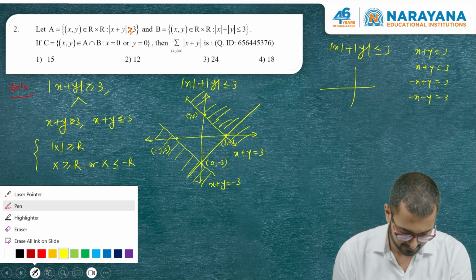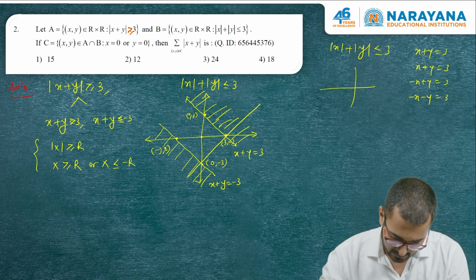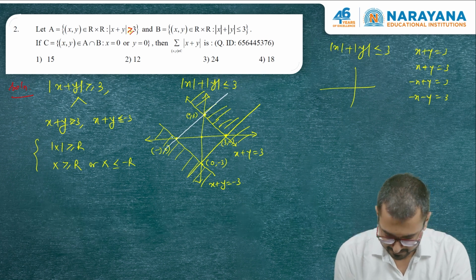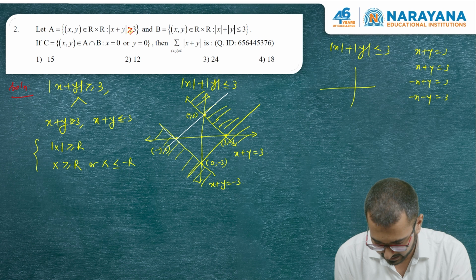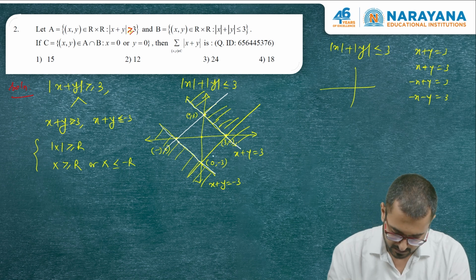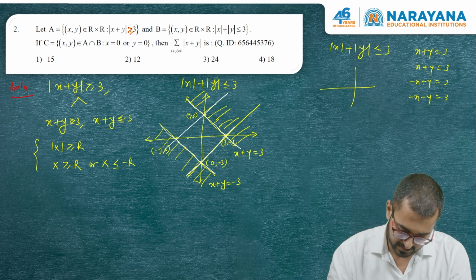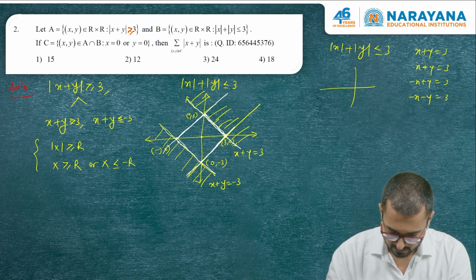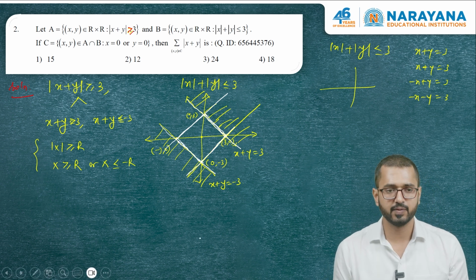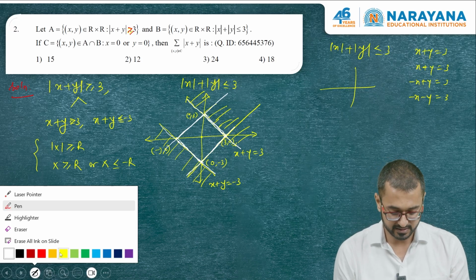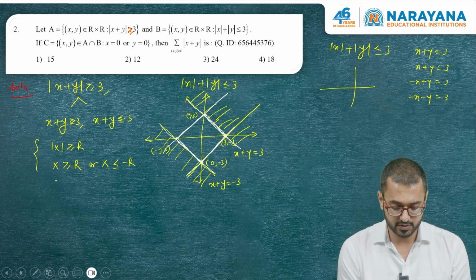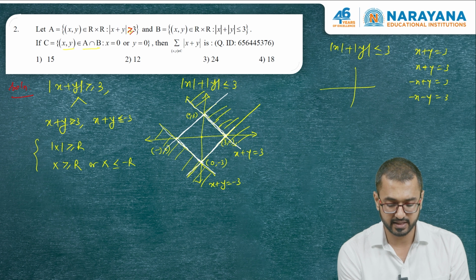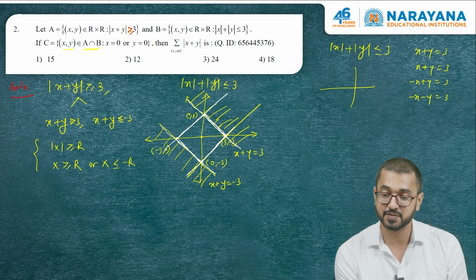I'll use different ink. So this region would go like this. One of the lines will be lying in the intersection itself, so it is here. So we got our shape. The white shape is going to be our set B. Now what do we want? Another set is given, C. Set C is to collect all those elements which are in A as well as B, but the condition is that x must be 0 or y must be 0.